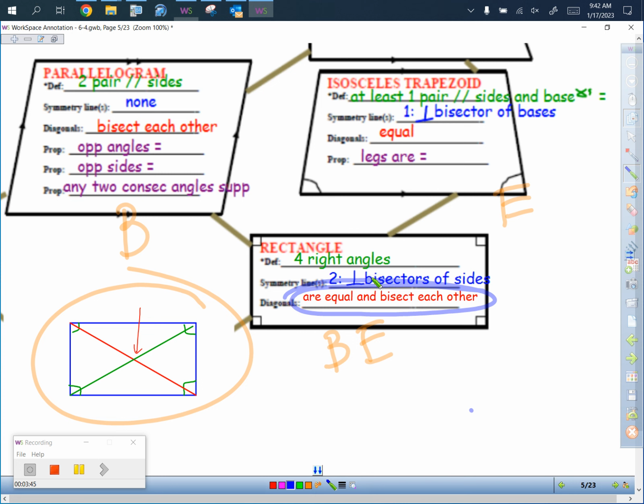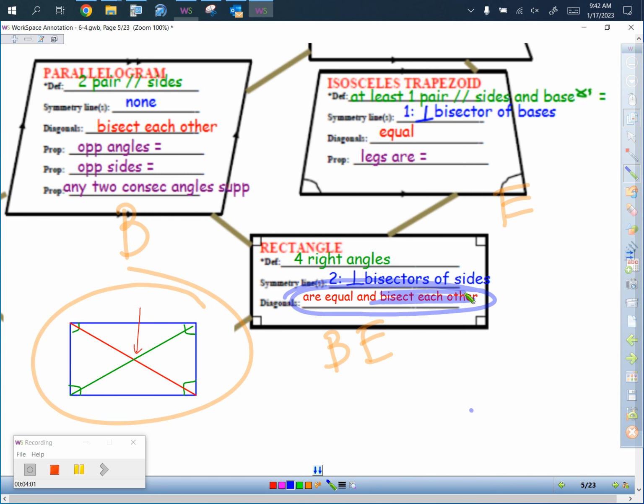Here's the next question. Does the red one cut the green one into 2 equal pieces? And does the green one cut the red one into 2 equal pieces? What do you think? Yes, right here. Here's the last question. Is the red one the same length as the green one?